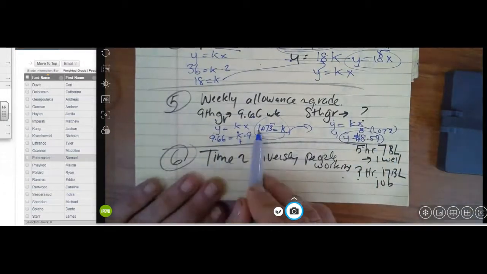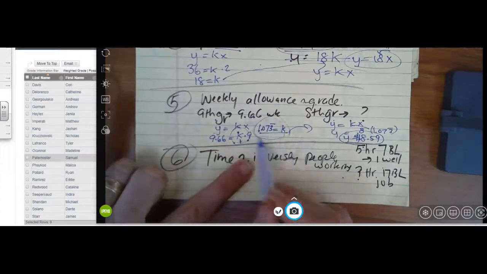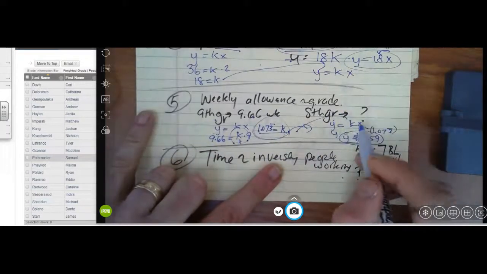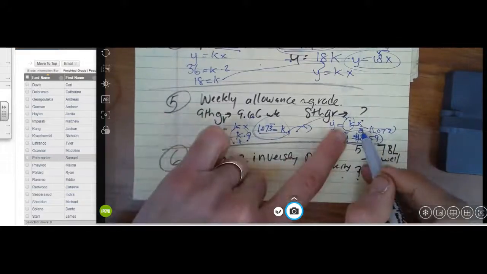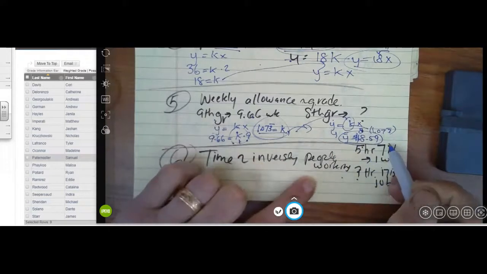So you write down y equals kx, you put in the values that you know, solve for the values that you don't know, which in this case is k. Then you reuse k over here, multiply times the 8 for 8th grade to find out how much the 8th grade allowance will be, which is represented by y. And that gets 859.